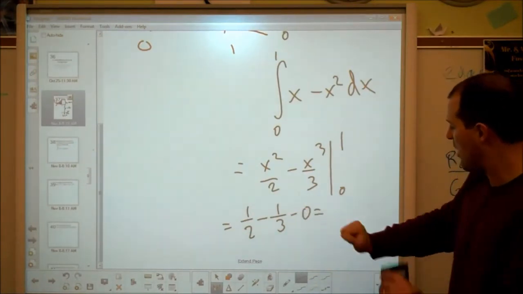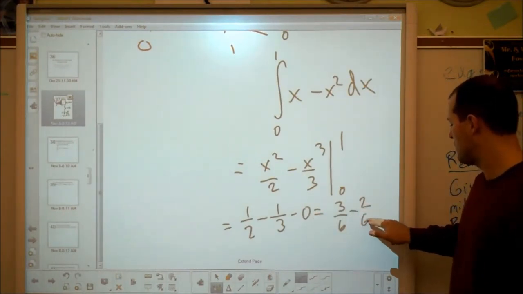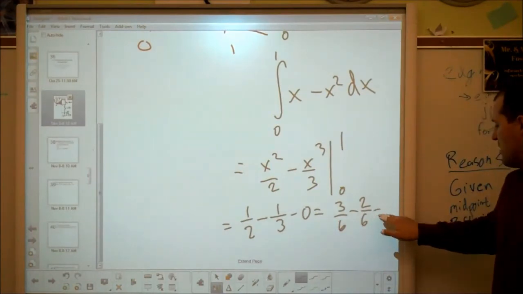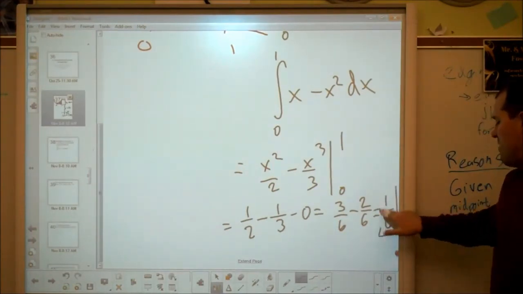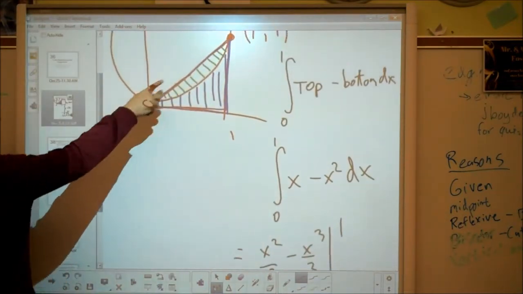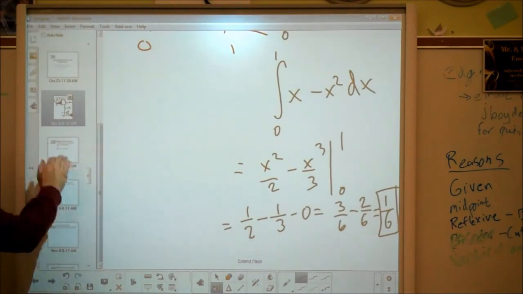And then I'm going to get a common denominator, so it's 3/6 minus 2/6. Sixths, that's a hard thing to say. 3/6 minus 2/6 is 1/6. And that is the area of that little region that's in between the curves. Okay, so there we go.